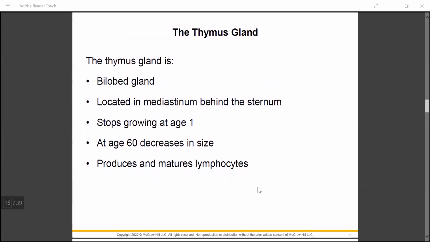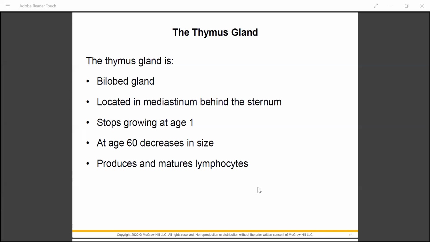Our thymus gland is a double-lobed gland that sits right between our lungs. It's a lot larger in proportion in kids, and eventually, as we get older, around age 60, it starts to shrink. So from birth to one, it continues to grow pretty large, and then over time it's going to stay the same and eventually decrease.